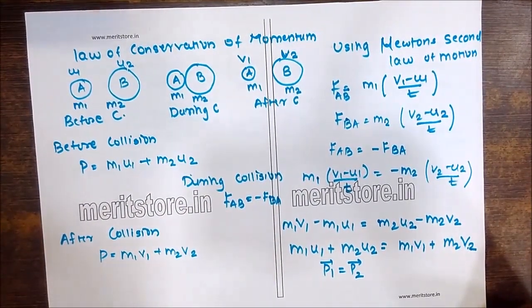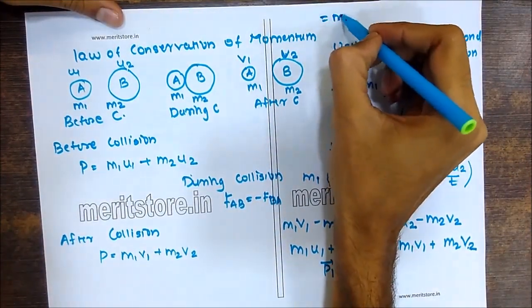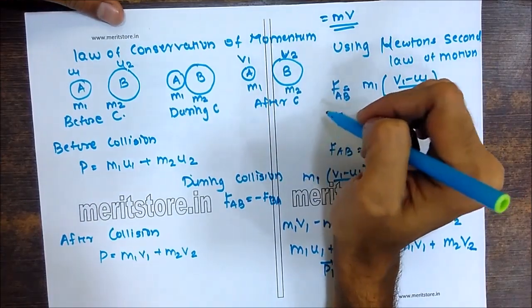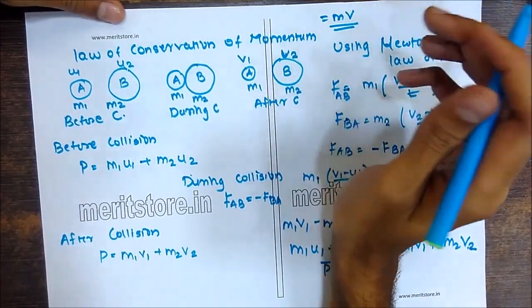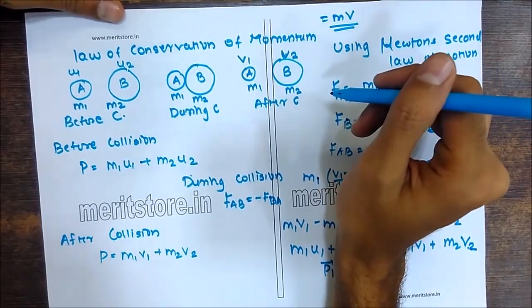Now we'll be dealing with the law of conservation of momentum. Basically, momentum is nothing but the mass into velocity of that particular body. So whenever we need to find the momentum of a body, we need to multiply the mass of that body by its velocity.